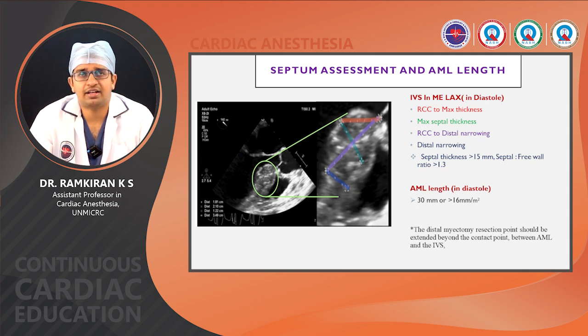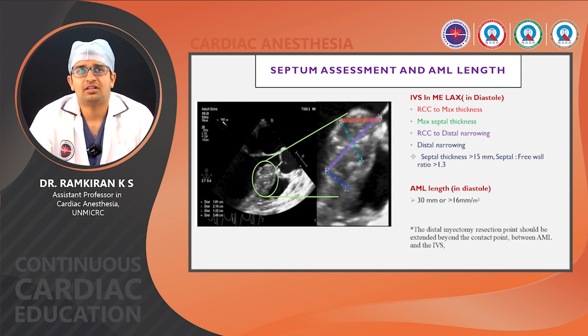So if it is more than 30 mm or 16 mm per meter square, it is significant. So why do we need to do this? So that we can get the proper proximal extent and the distal extent of myomectomy resection.